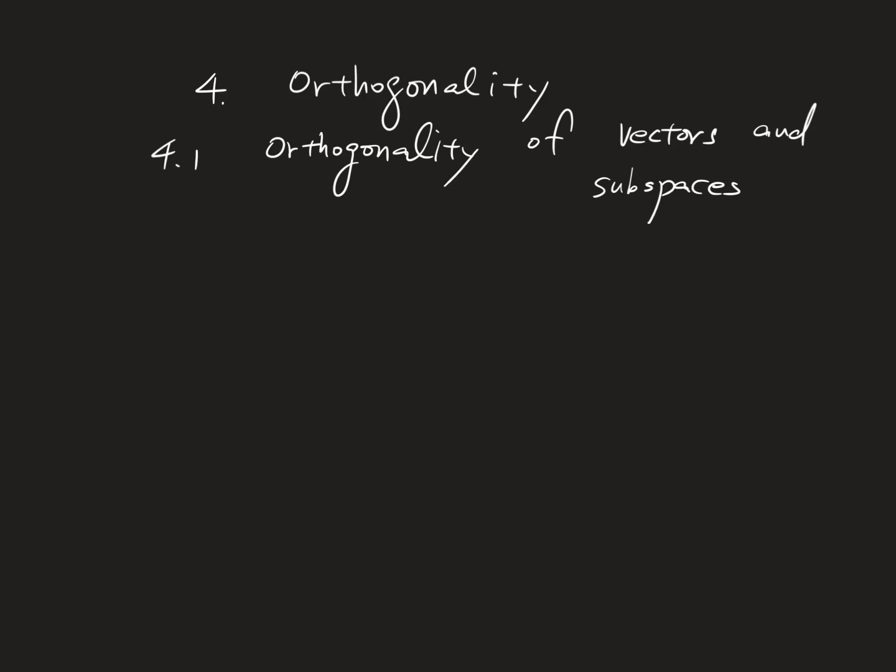Chapter 4 is orthogonality, and section 4.1 is orthogonality of vectors and subspaces. If we say vectors v and w are orthogonal, then v transpose w is equal to 0. Or if we use the dot product, the dot product of v and w will be 0.